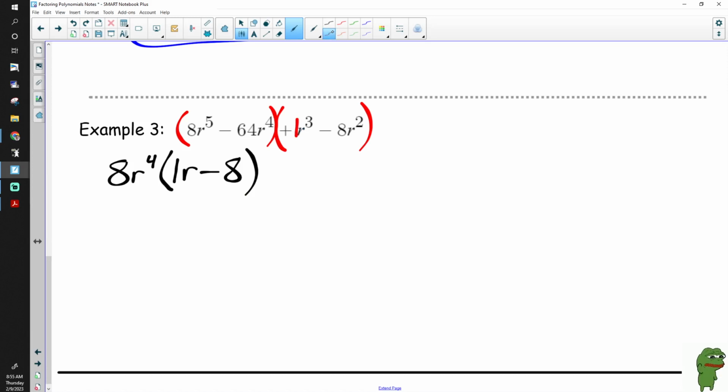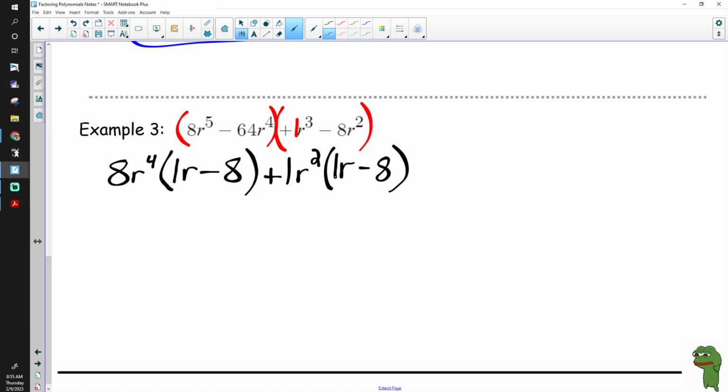What can I divide a 1 and an 8 by? Just a 1. How many r's can I take out of the second group? Yeah, so I can take out a positive 1r to the 2nd. I'm going to take out my 2 r's and I'm left with just r. If I take the only 2 r's that 8 has, I have just minus 8 left. And look at that, we have our matching factors. We have our 1r minus 8s.